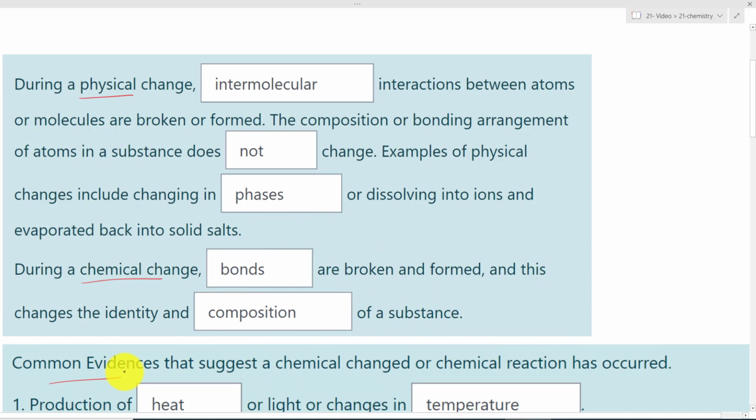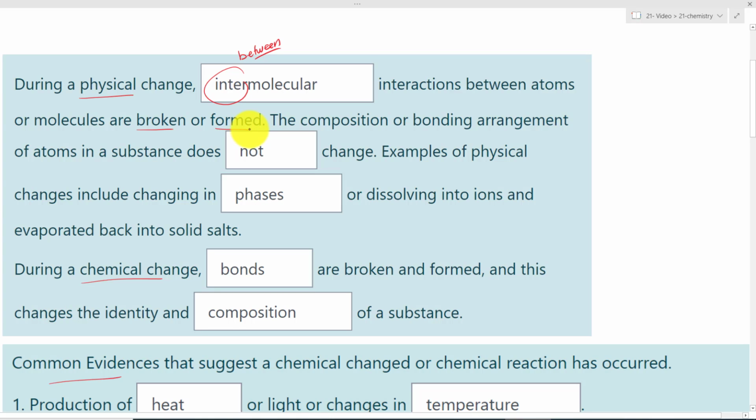Well, first of all, what is a physical change? A physical change is not the same thing as chemical change. A physical change occurs when there is a change in intermolecular interaction. That is between the atoms and the molecules in that particular mixture. And the way it works is that the interactions between the molecules are broken and reformed.